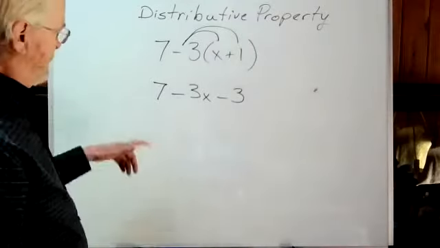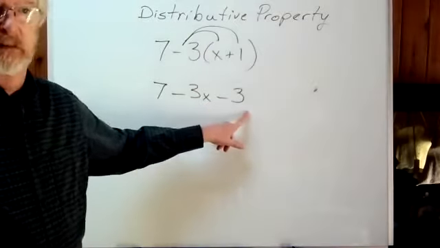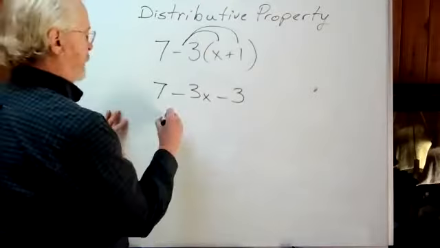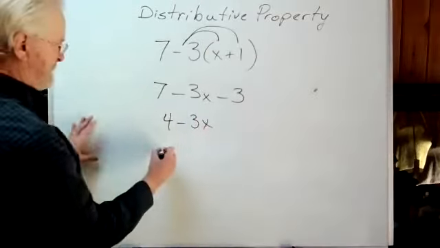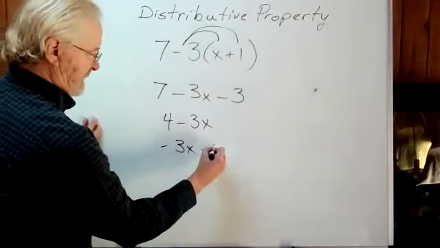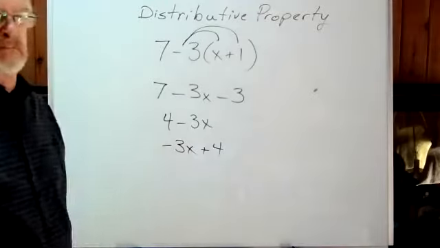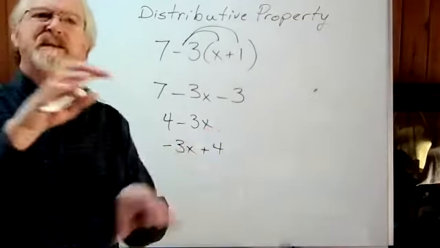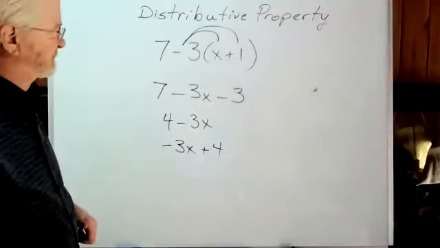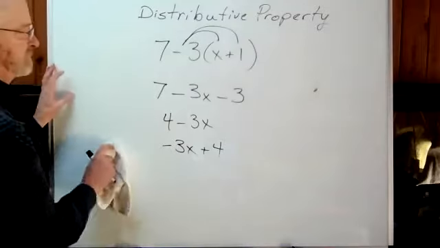Look for like terms. I have a 7 minus a 3, so I could combine the constants and say that's 4. And if for some reason you did negative 3x plus 4 the other order, that's totally fine. That's one of those properties we're not really talking about at the moment. Commutative says we can change positions for some things. All right, moving on.